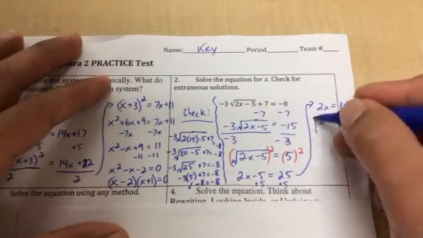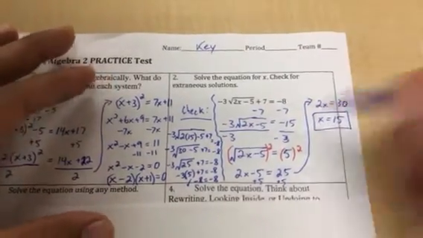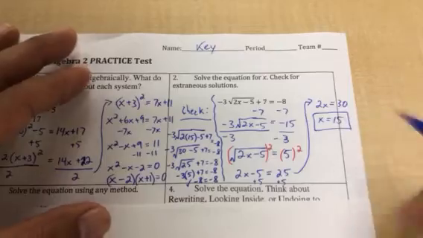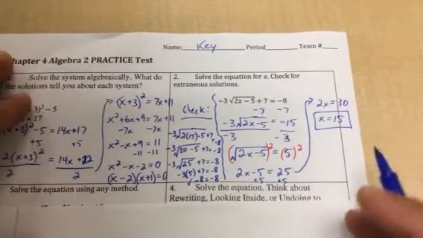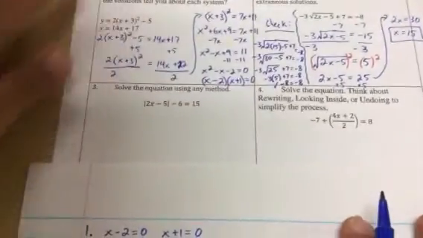So now I see that this is actually a solution. It's not extraneous because it worked. So there's my solution for number 2. It's x equals 15. Alright, let's move on to number 3.